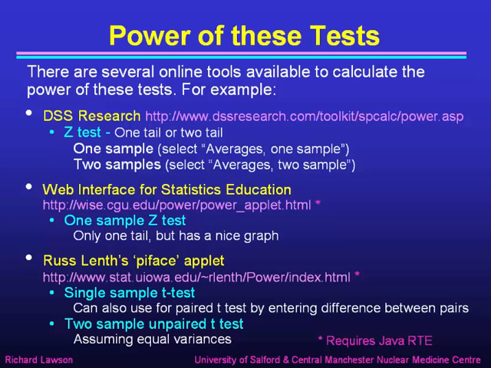Russ Lenz's PyFace applet has got some nice little tools. You can do a power calculation for a single sample t-test, which you can also use for a paired t-test if you enter the difference between the pairs. And for a two sample unpaired t-test, it will do it assuming equal variances. That software also requires that you have the Java runtime environment installed on your computer.